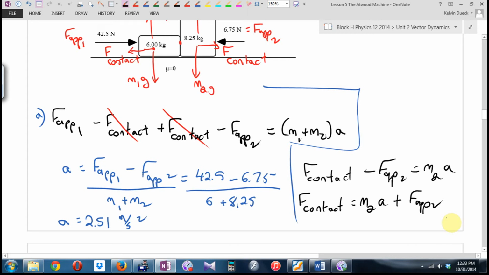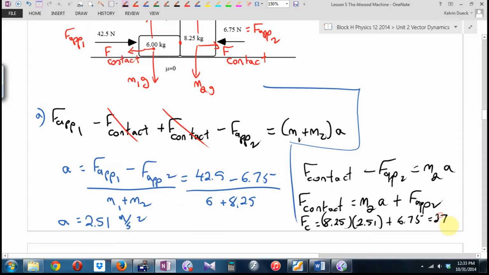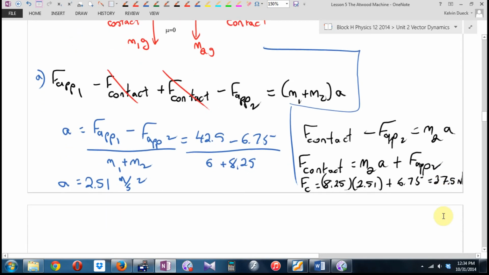You'd be right. It's going to be M2 8.25 times A 2.51 plus 6.75. 27.5? Is that right? Anybody else get that? Am I right? Newtons. 27.5 newtons. That looks very messy. I can do that a little neater. Turn the page.